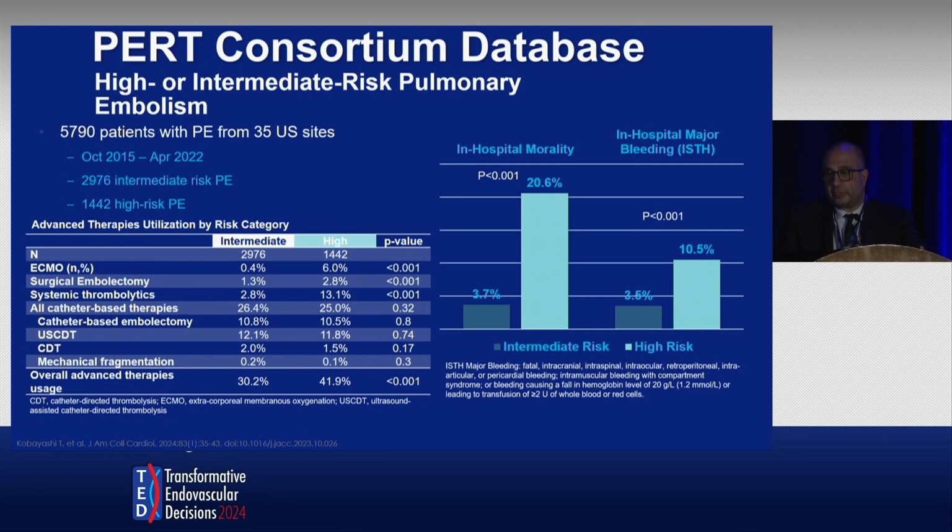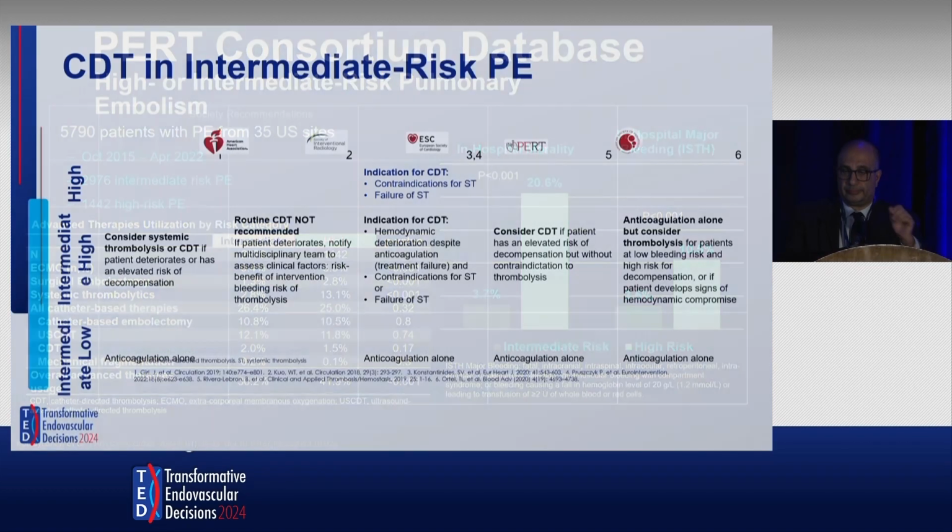The PERT consortium database, the data showed that still the in-hospital mortality in high-risk PE is high. The risk of bleeding is 3.7% in hospital for intermediate, and the bleeding for intracranial bleeding is 3.5%.